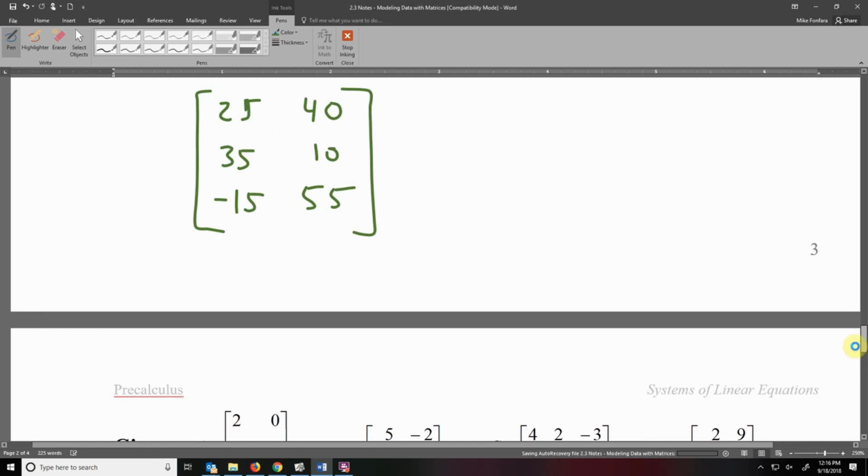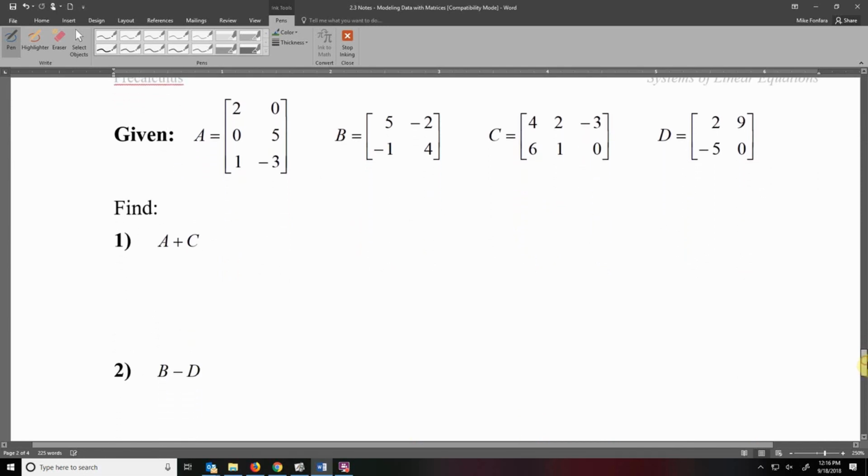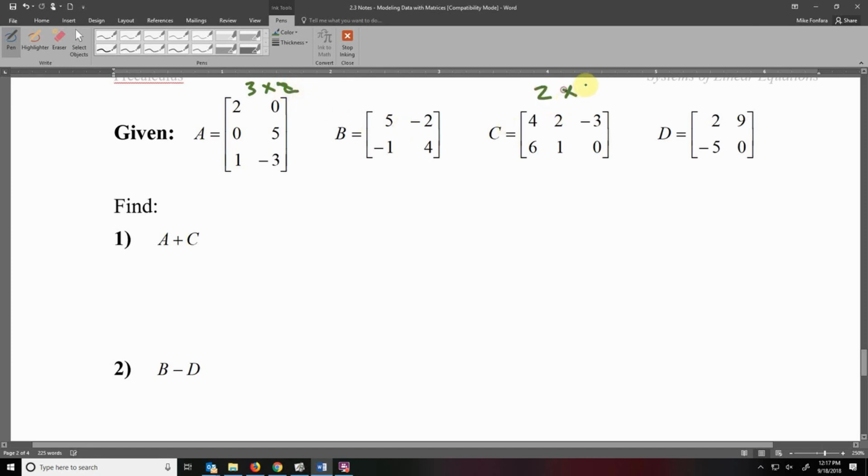So on the last page, we are going to do some matrix operations. We're going to add matrix A plus matrix C. But you know what? Matrix A is 3 rows by 2 columns. And matrix C is 2 rows by 3 columns. I can't add those, because remember, to add and subtract matrices, they have to have the same dimensions. So this is not possible. I cannot possibly add those matrices.